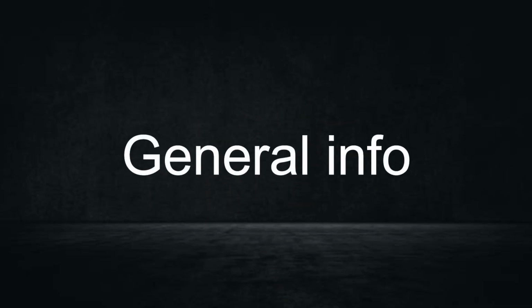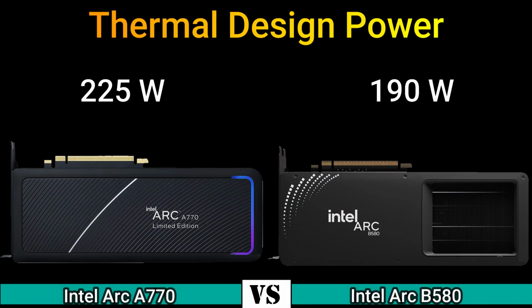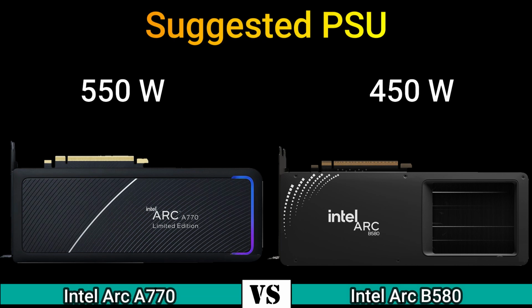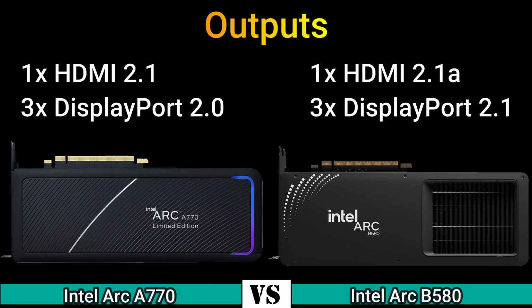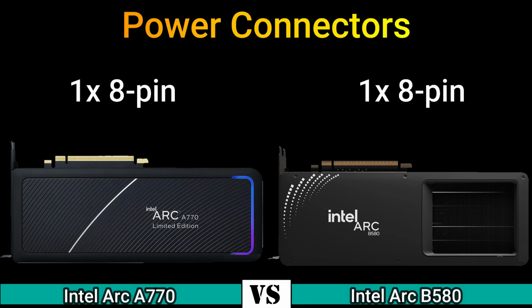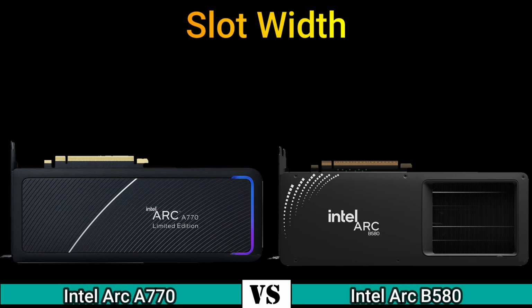Part 4 General information. Thermal design power 225 watt and 190 watt. Suggested PSU 550 watt and 450 watt. Output 1 HDMI 2.1, 3 DisplayPort 2.0 and 1 HDMI 2.1A, 3 DisplayPort 2.1. Power connectors 1 into 8 pin. Slot width dual slot.